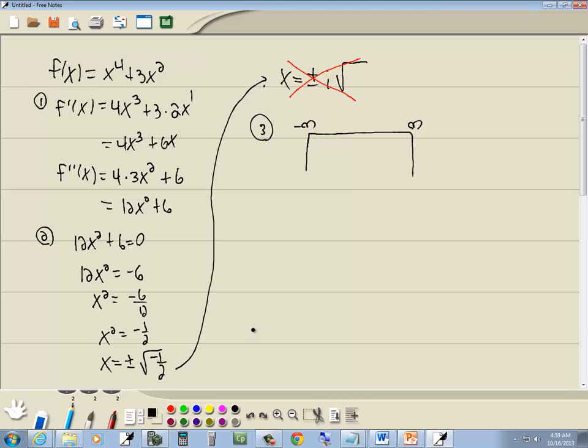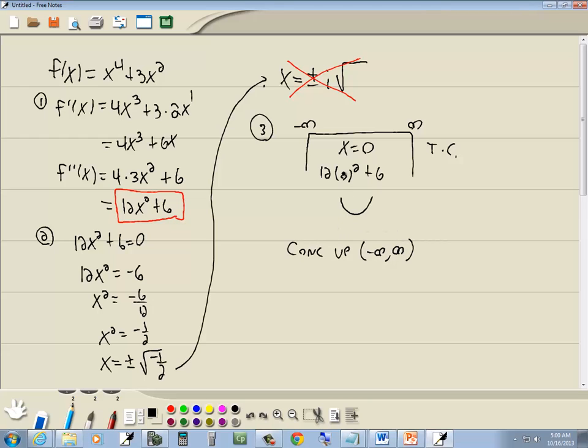We still have concavity. So if I look at my second derivative, we want to pick a test case, something between negative infinity and positive infinity, like 0. Plug 0 into our second derivative. We got 12 times 0 squared plus 6. 0 squared, 0 times 12 is 0, plus 6 is positive, which means it's concave up. So it's concave up from negative infinity to positive infinity.